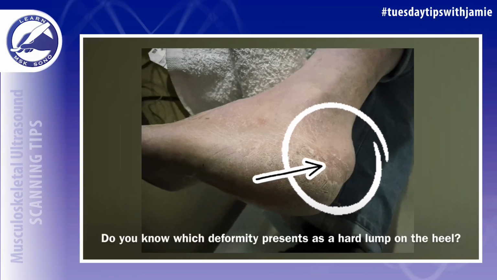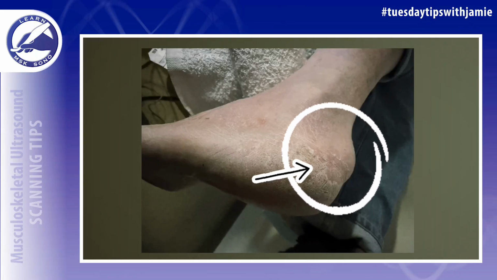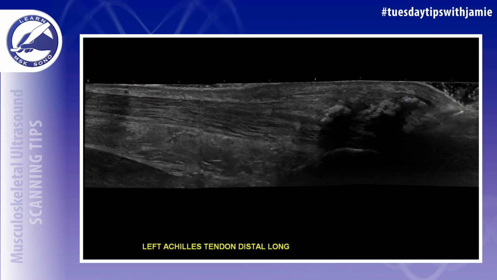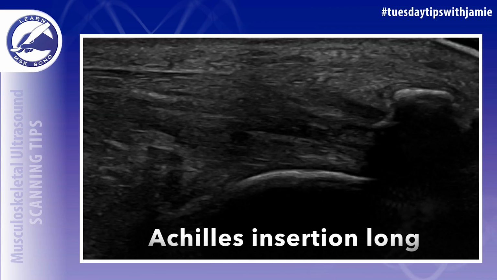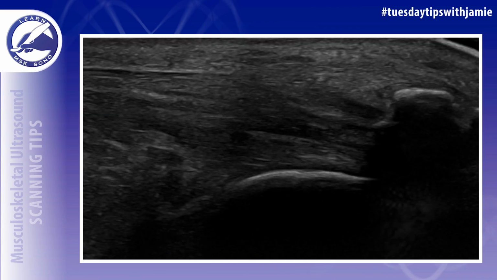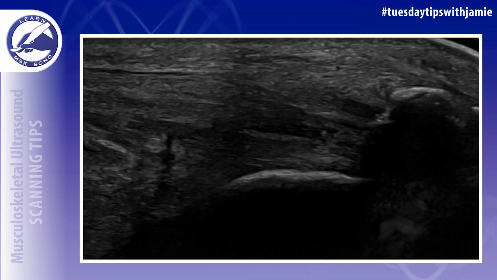Do you know which deformity presents as a hard lump on the back of the heel? The answer is Haglund's deformity. Haglund's deformity is a bony prominence that forms at the Achilles tendon insertion onto the calcaneus bone.